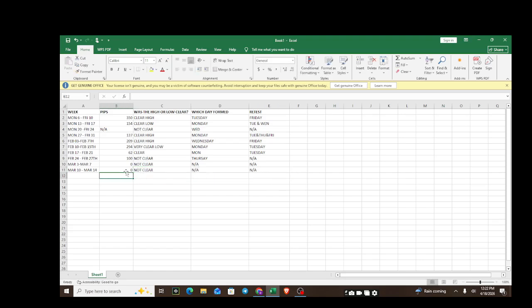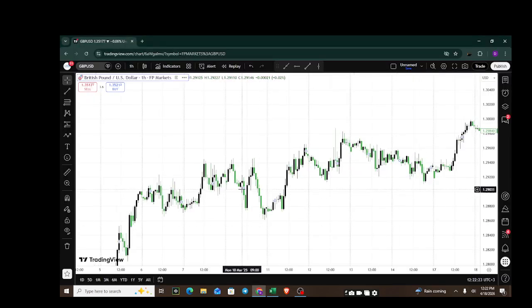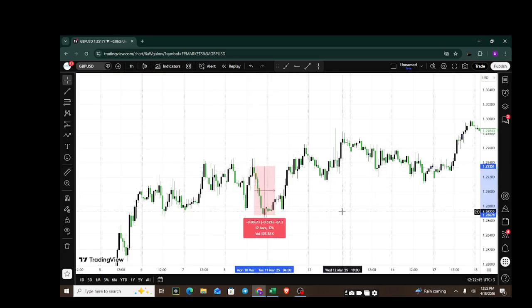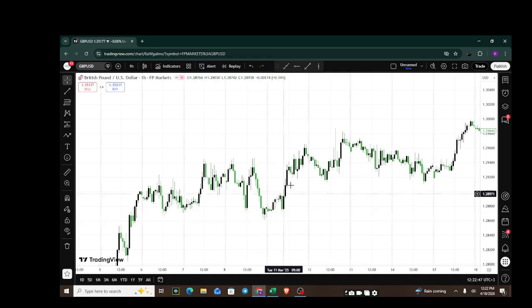Discipline is very important in this field, and if you don't have discipline, your money will keep on getting sucked. So to me, these are clean, very clean highs. Price came and retested this level. We went around how many pips? These are 67. After that, price changed direction.